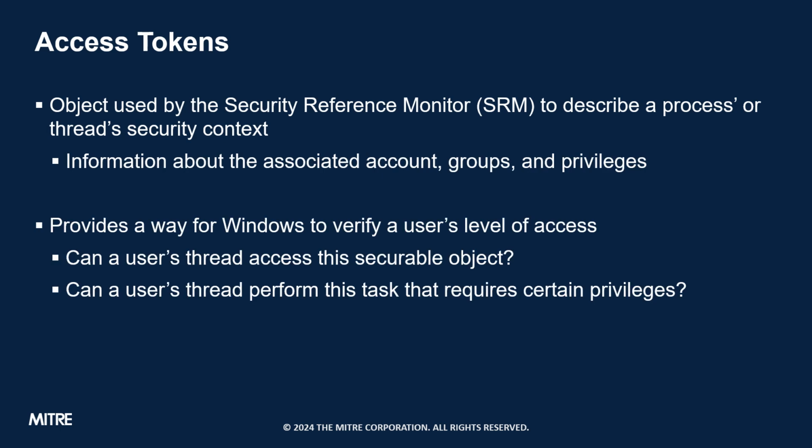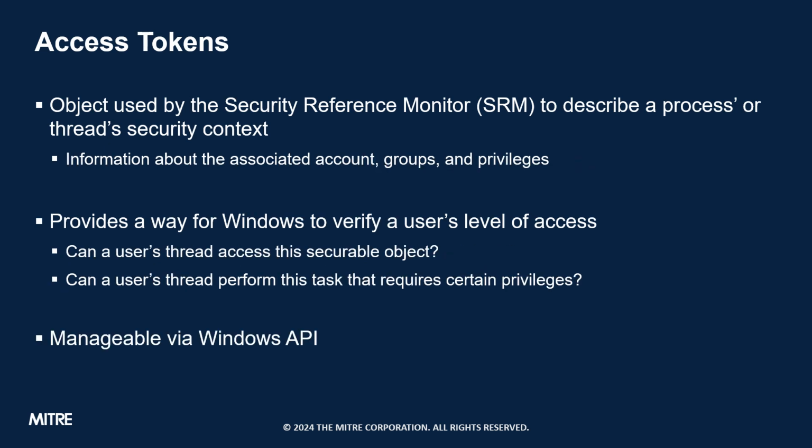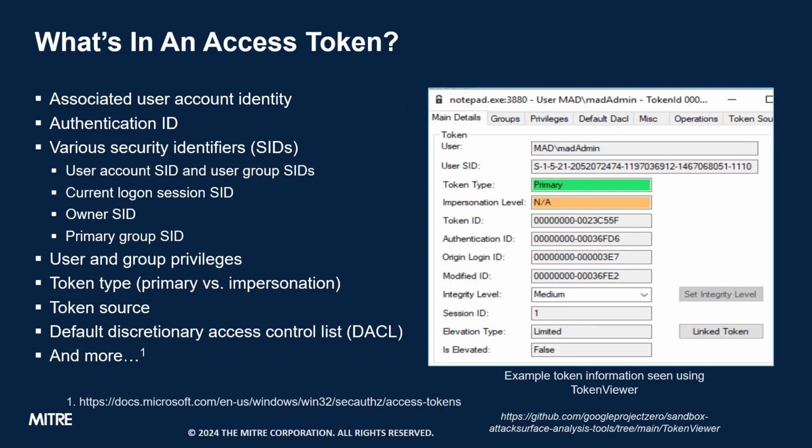Access tokens help Windows address authorization by providing a way for Windows to verify a user's level of access. The information within an access token can answer questions like, can this thread access this securable object? Or, can this thread perform this task given that the task requires these privileges? Fortunately for us, the Windows API provides several functions to query and manage access tokens. We will briefly cover some of these functions throughout the course, but first we will look deeper into what's inside an access token. What exactly is in an access token?